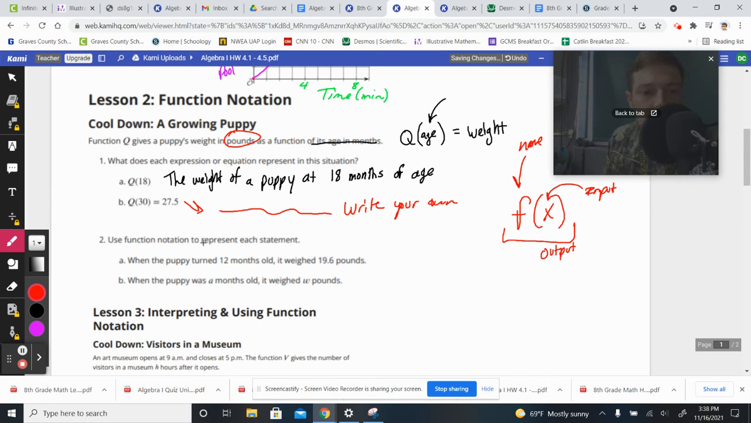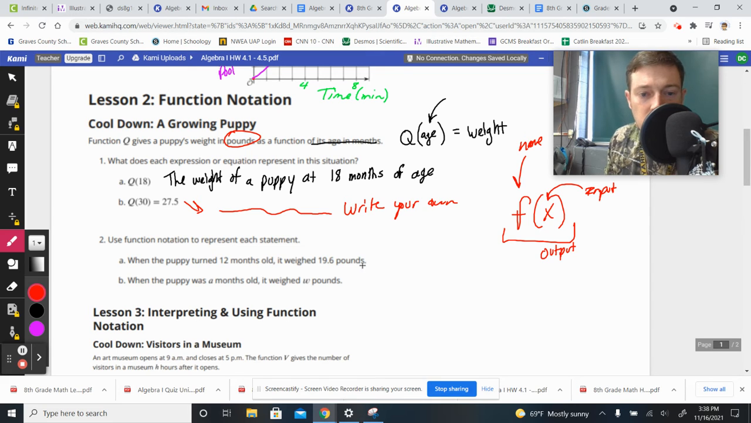Now, we use this particular description here. We can put it into function notation. We know the age of the puppy, and we know that age is going inside the parentheses. We know the weight of the puppy, and that's going outside, set equal to our function notation. So this particular one was set up as Q of 12 equals 19.6. Everything matches up with our setup for our function.